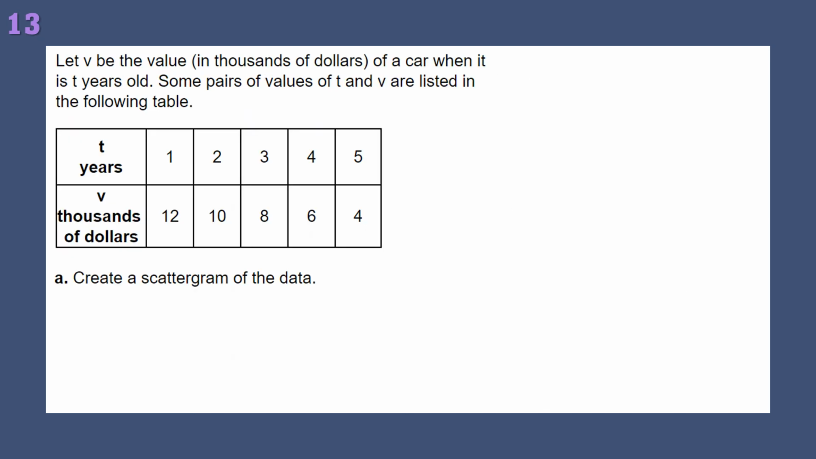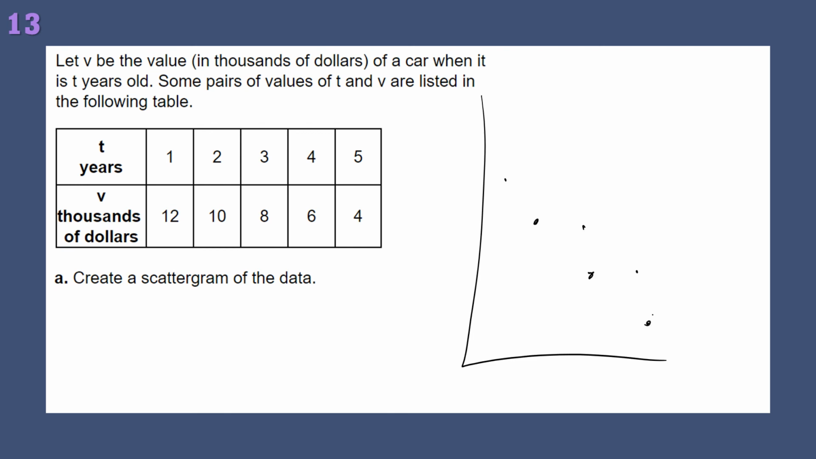Let V be the value of a car when it is T years old. Some pairs of values of T and V are listed in the following table. So we have T's and V's, and we want to create a scattergram of this data. Now I'm going to tell you right now, what is a scattergram? A scattergram is a plot that shows what's happening in this data. And so this scattergram might look something like this.